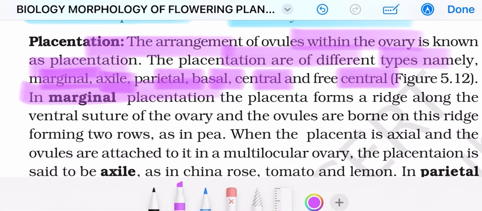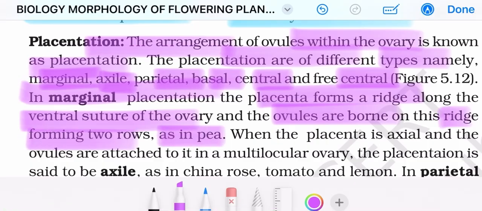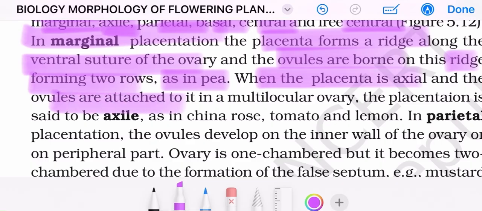In marginal placentation, the placenta forms a ridge along the ventral suture of the ovary, and the ovules are borne on this ridge, forming two rows, as in pea. When the placenta is axial, the ovules are attached to it in a multilocular ovary. The placentation is said to be axial, as in china rose, tomato, and lemon.